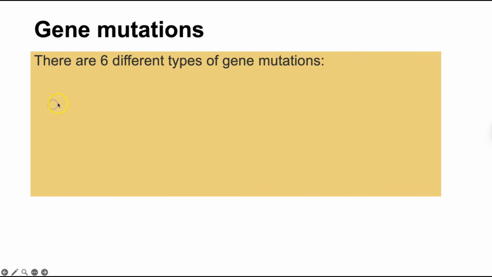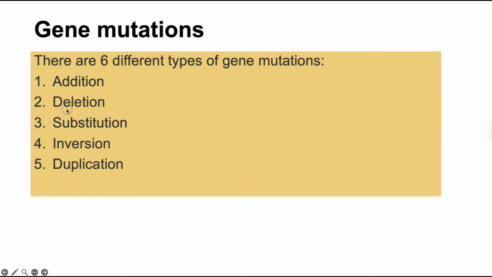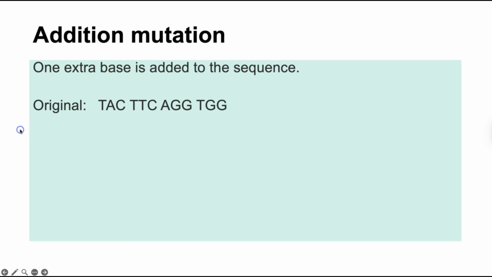So there are 6 different types of gene mutations, 2 of which you learned in topic 4. You've already covered deletion and substitution in topic 4, but now you learn addition, inversion, duplication and translocation of bases. Addition mutations are when one extra base is added to the DNA base sequence.